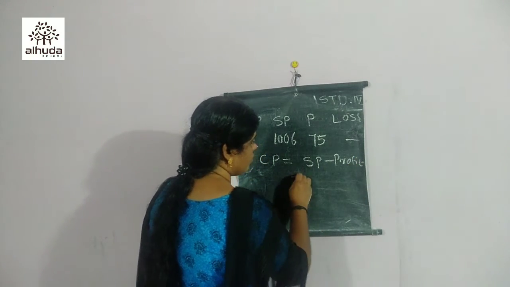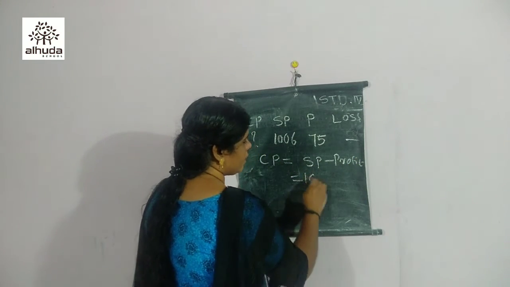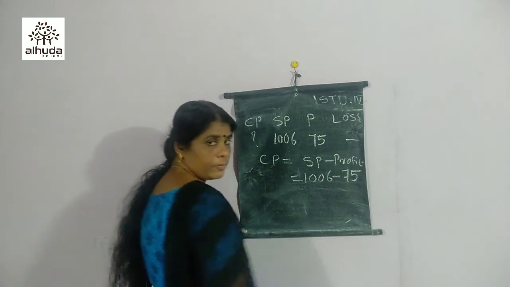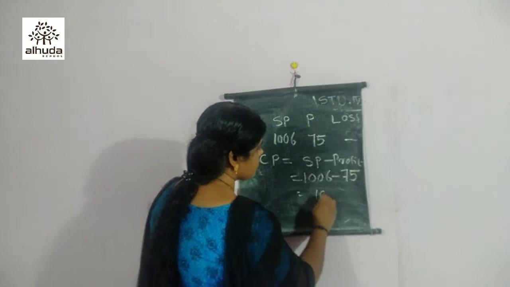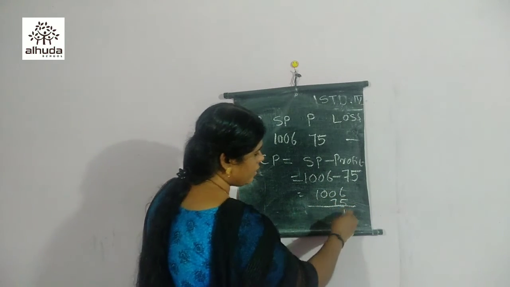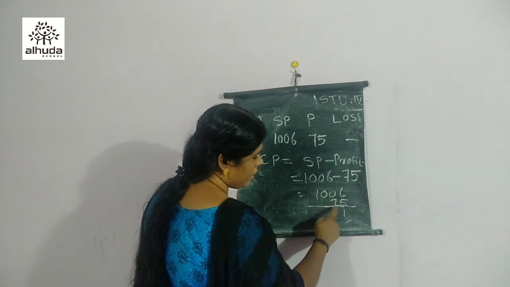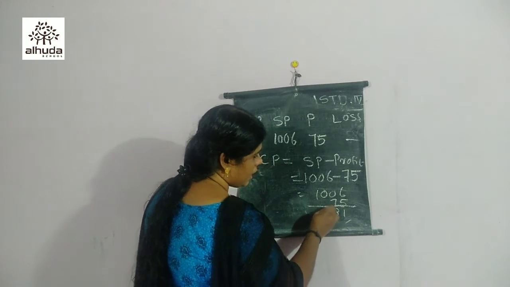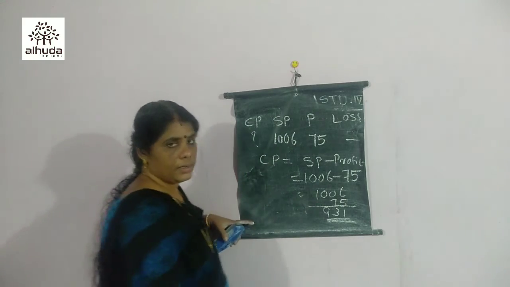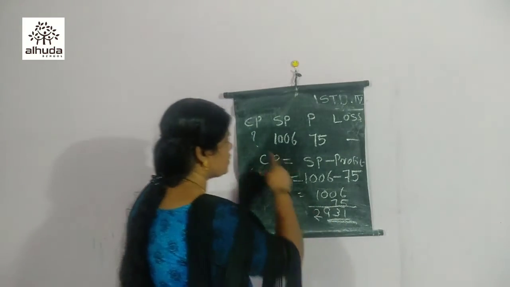Profit is equal to selling price, 1,006 minus 75. So 1,006 minus 75, what will come? 6 minus 5 is 1. Here 10, 10 minus 7 is 3. Here 9. So 931 is the cost price of this.